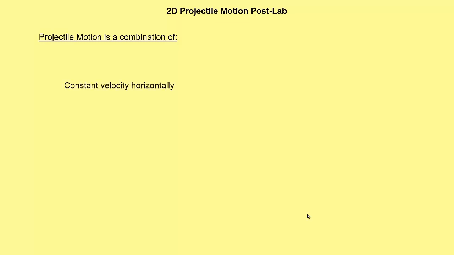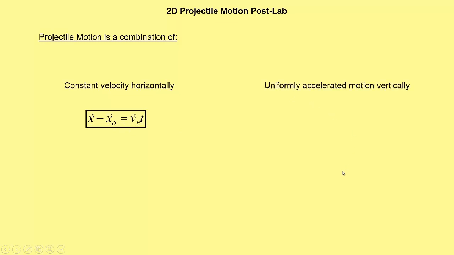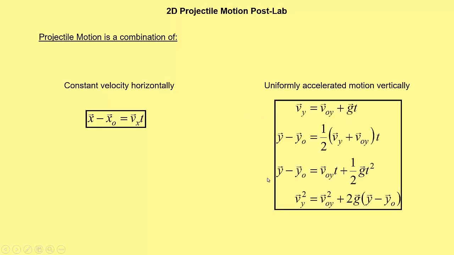Horizontally, it's constant velocity. And mathematically, we only need one equation to describe that, right? Horizontal displacement is horizontal velocity times the time. Or, remember, this is range, right? This is the range. Vertically, it's uniformly accelerated motion with an acceleration of little g, or negative 9.8 meters per second squared, which means we can use the three kinematic equations.